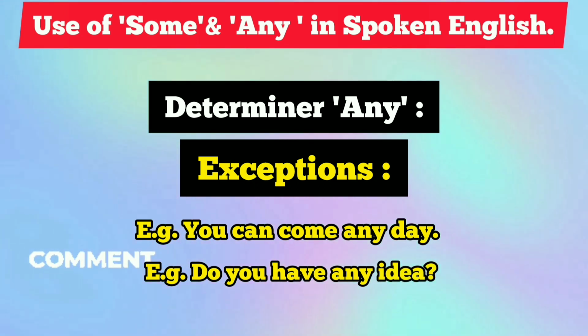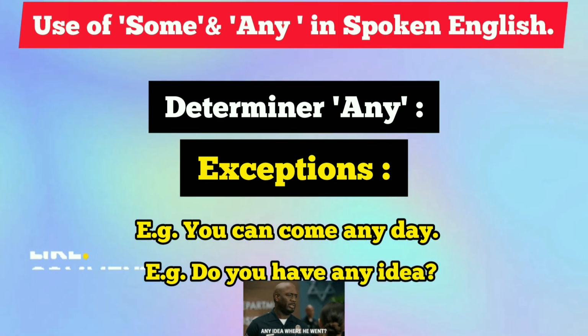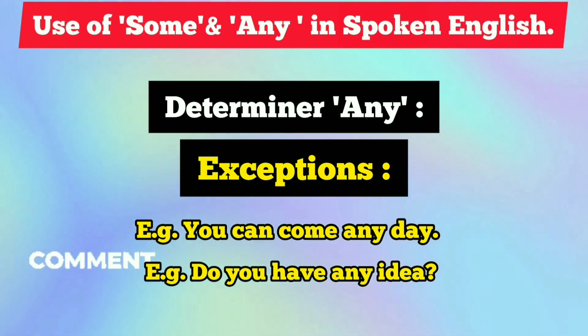Again, you can see another example. Do you have any idea? So again, I can use it in this way. That means I'm talking about any idea, any kind of idea. I don't have to use the plural. So I'm quite sure it's clear. So these are some exceptions where we don't have to add s when you are using any with countable nouns.